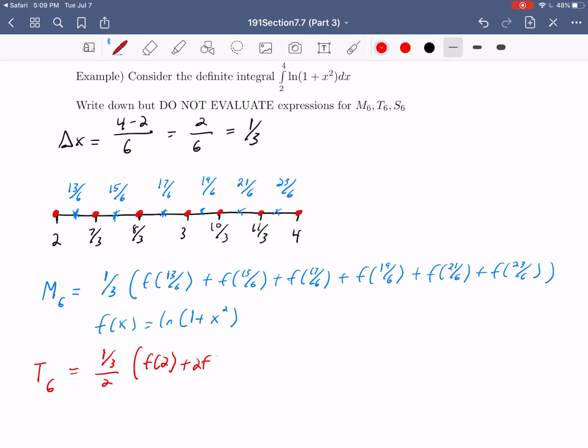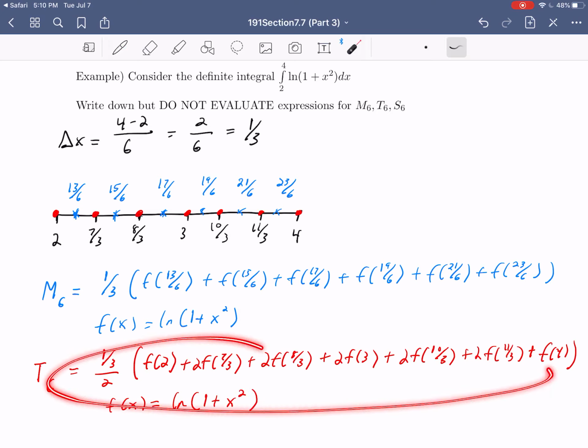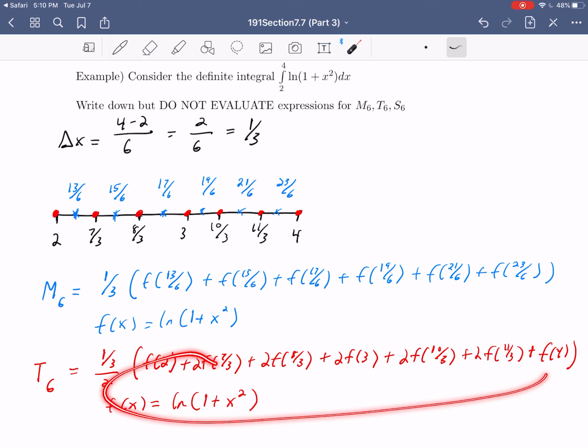Then we're going to have 2f of 7/3 plus 2f of 8/3 plus 2f of 3 plus 2f of 10/3 plus 2f of 11/3, and then we're at our very last one. Remember, this would only be used as the right height of the last trapezoid, so there's no extra factor there, so we just have f of 4, close up our parentheses, and again make the note that f of x, of course, is just ln of 1 plus x squared. So again, since we're just trying to set it up but not evaluate it, there we go.